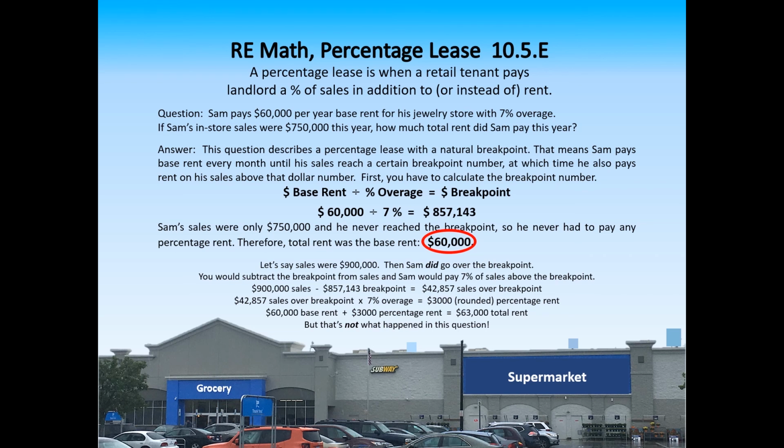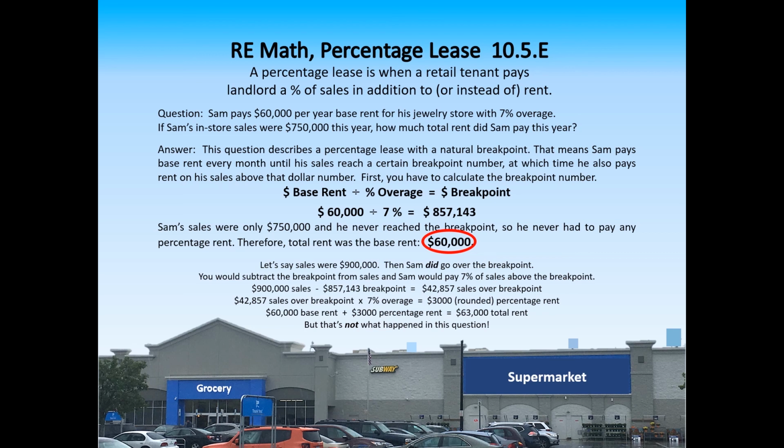We do that by taking the base rent, which is an annual figure, divided by the percent overage, and we wind up with the dollar breakpoint. So $60,000 per year base rent divided by 7% overage equals a breakpoint of $857,143. If Sam's sales were only $750,000, he never reached the breakpoint, so he never had to pay any percentage rent. Therefore, the total rent Sam paid to the landlord was the base rent, $60,000.